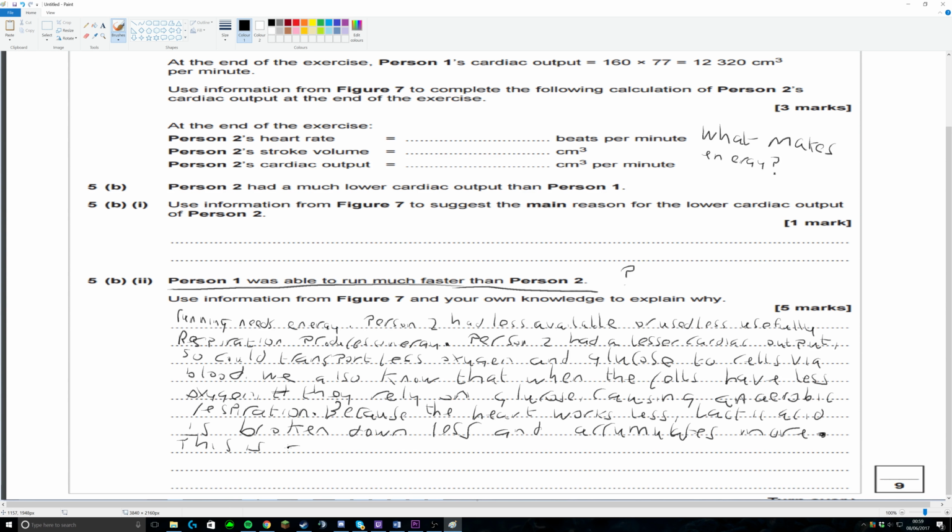This could also be because blood is pumped to the lungs more slowly, so less oxygen is acquired by the body, causing cells to rely on glucose more heavily for respiration.